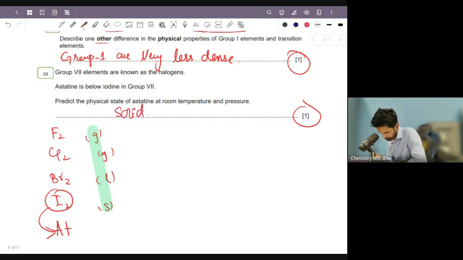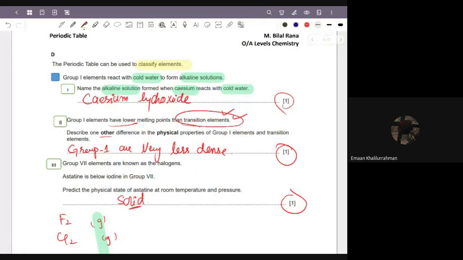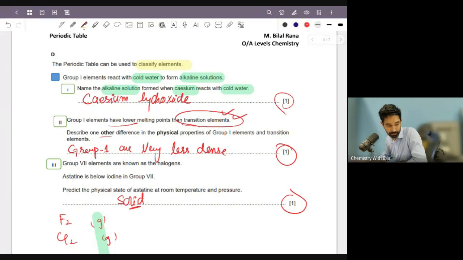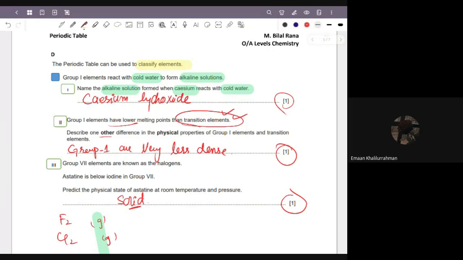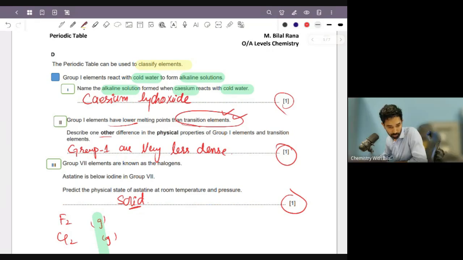Yes, Iman. Sir, for part 2, I didn't write lower boiling point. Would it still give me a mark? You said low melting and boiling points. Yeah, I mean that's acceptable too. But I think you should go for density. Melting point is already mentioned, and you won't get a mark if you write melting and boiling again because it's already mentioned in the question. You have choice for density and hardness. Group 1 metals are soft, transition metals are hard. This is what you can mention, or density.